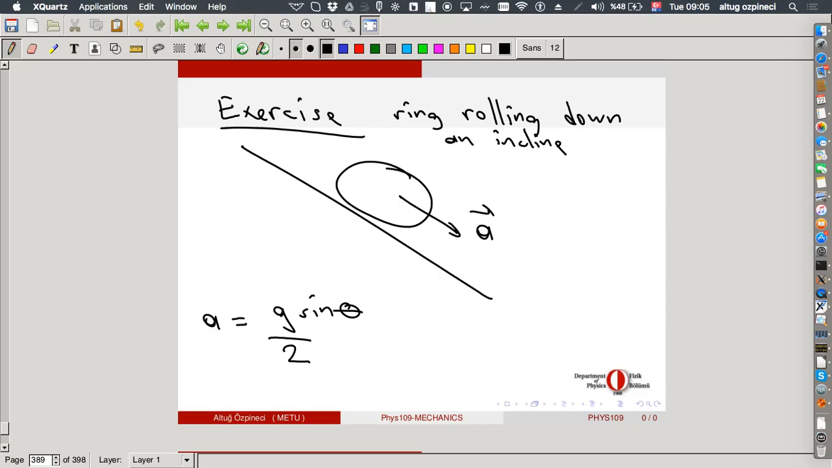Now, another way of looking at it is, we had already said that if we have an object that is both translating and rolling, you can split the motion into two. One is the translational motion of the center of mass. The other one is the rotation around an axis going through the center of mass. So let's say this object, if you just imagine an axis going through the center of mass, starts to accelerate, starts to rotate around the center of mass. What is the direction of the angular acceleration of this object as it is rolling down?